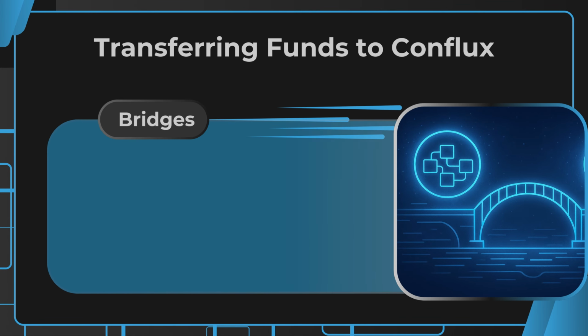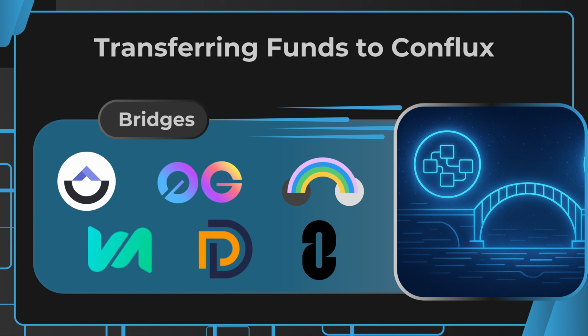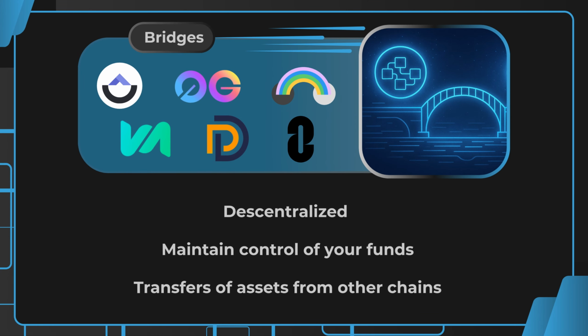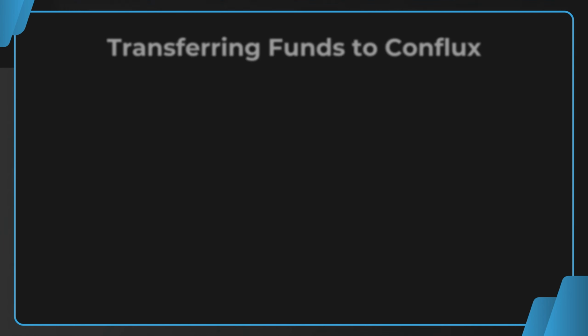Bridges, on the other hand, offer a decentralized way to transfer funds. They let you maintain control of your funds and don't require relying on centralized third parties. You can move assets from chains like Ethereum, Polygon, Arbitrum, and others directly to Conflux.